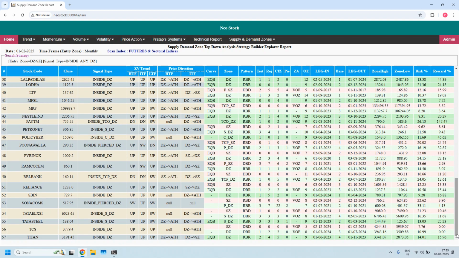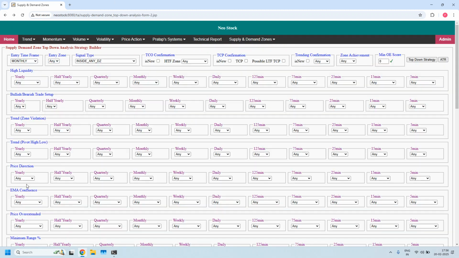So total 57 stocks are filtered where price closed inside the monthly demand zone. We can further reduce this list by setting the EMA Confluence filter. How many monthly demand zones are having monthly EMA Confluence? Let us filter based on that.